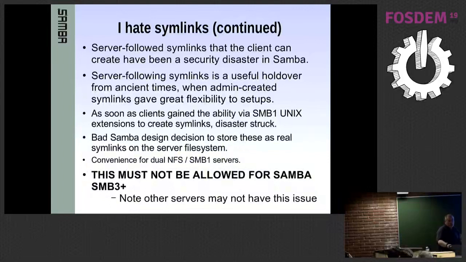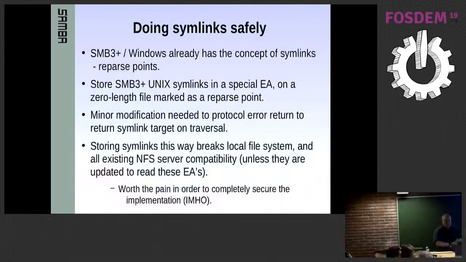As soon as SMB1 could write those server-side symlinks, it was a terrible decision and it was my fault to store them as real symlinks on the server file system. It's a horrible mess. It's convenient for NFS and SMB1 servers, and I absolutely want to forbid this in Unix Extensions 3. So, how are we going to do symlinks?